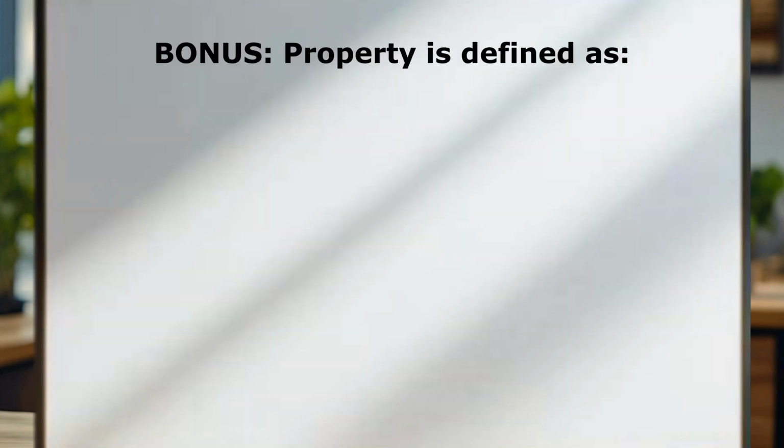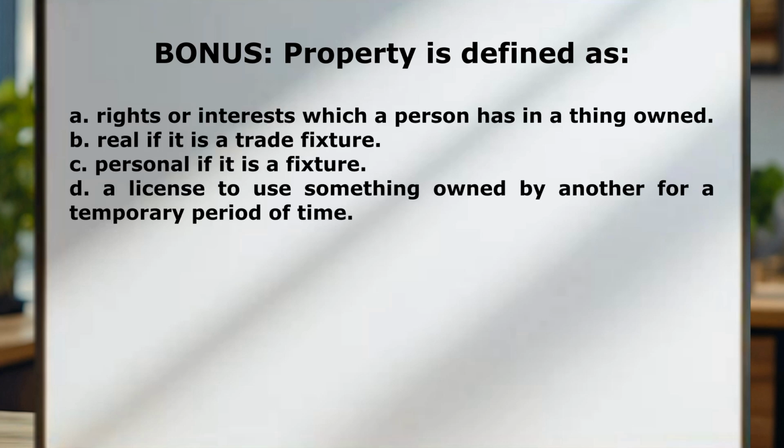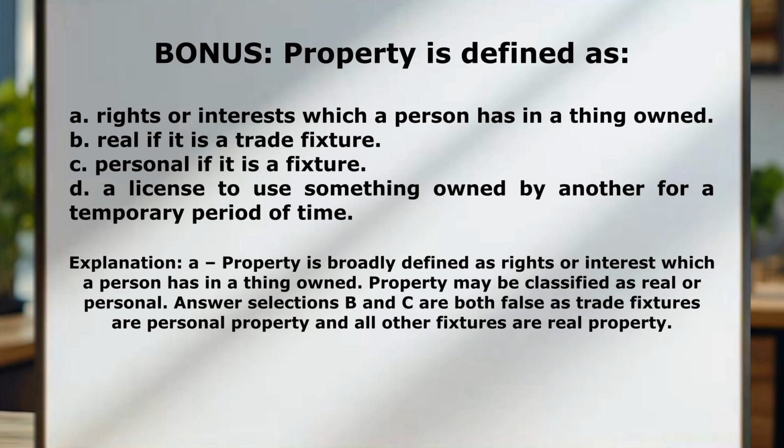Bonus question. Property is defined as A. Rights or interests which a person has in a thing owned. B. Real if it is a trade fixture. C. Personal if it is a fixture. D. A license to use something owned by another for a temporary period of time. Property is basically just the rights or interests which a person has in a thing owned. So property can be classified as real or personal.